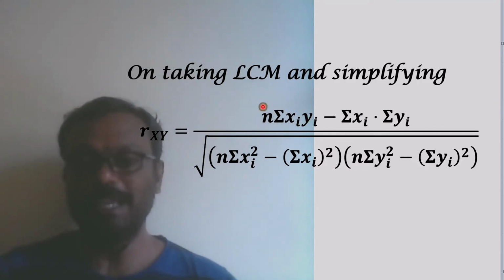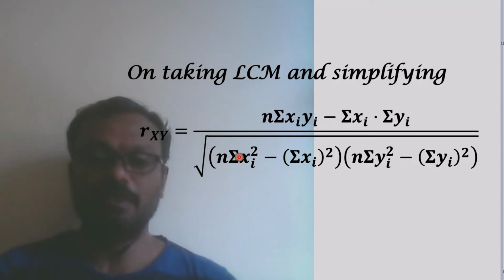So n stands for the number of values, and xi is the ith x value when the trial is repeated i times, and yi will be the outcome of y at the ith trial, the value of y at the ith trial, and this is nothing but the square of those values.